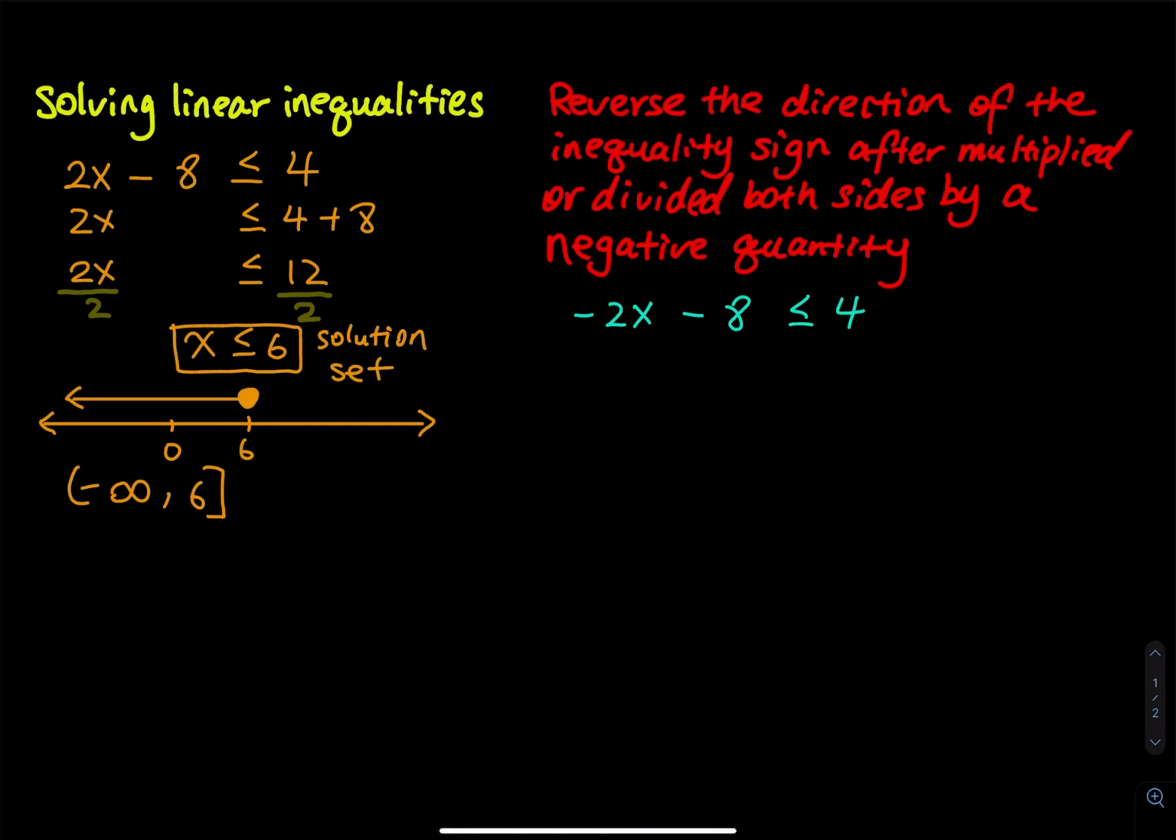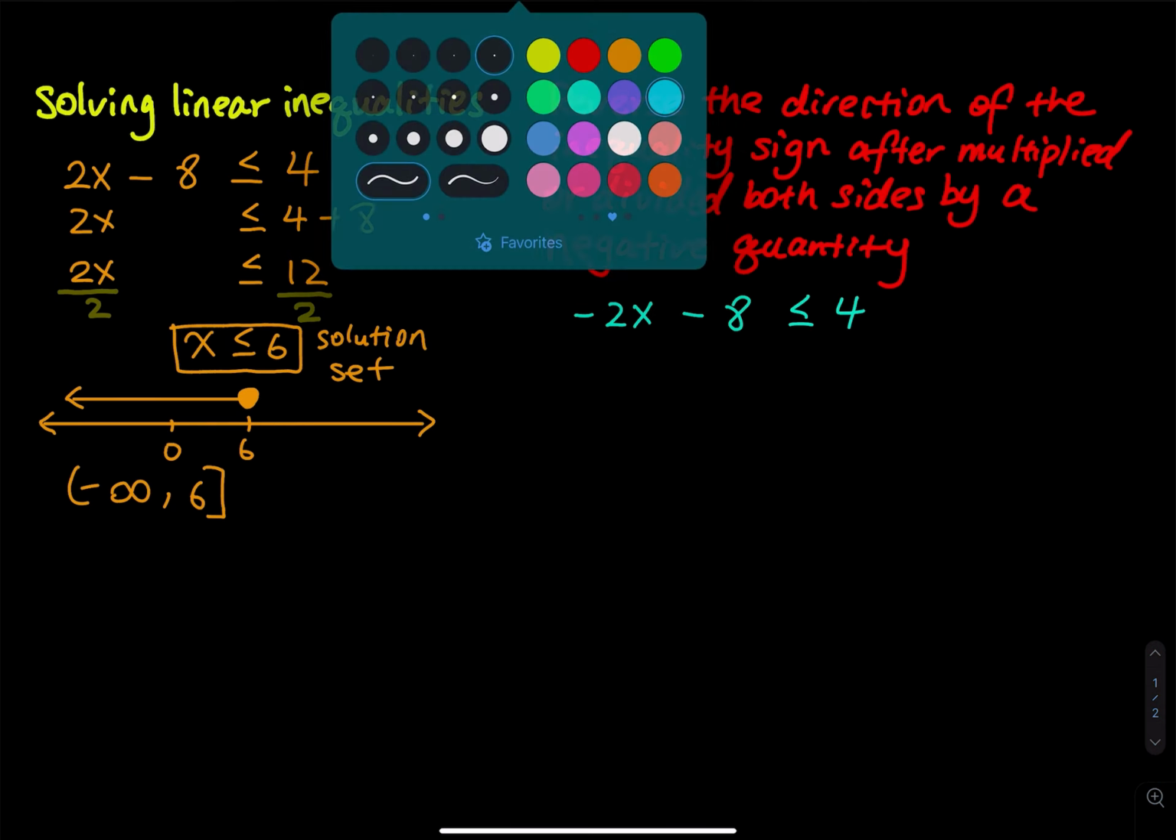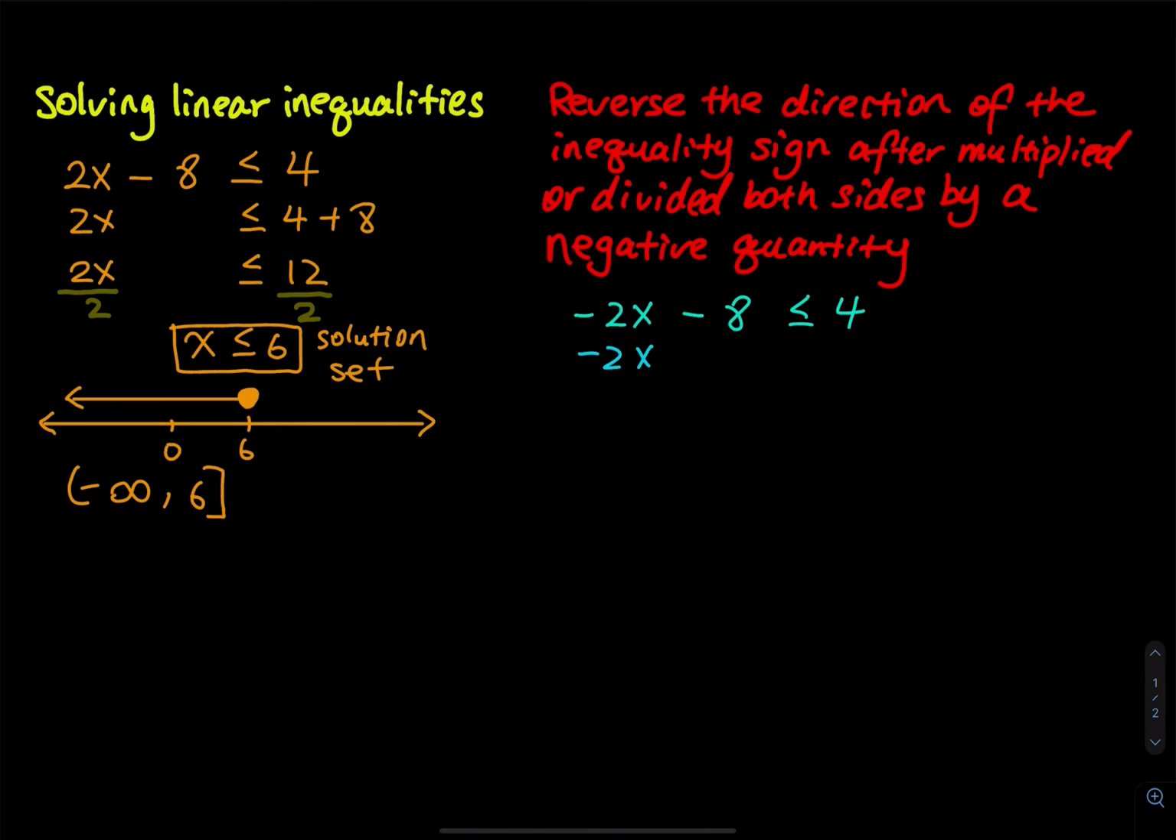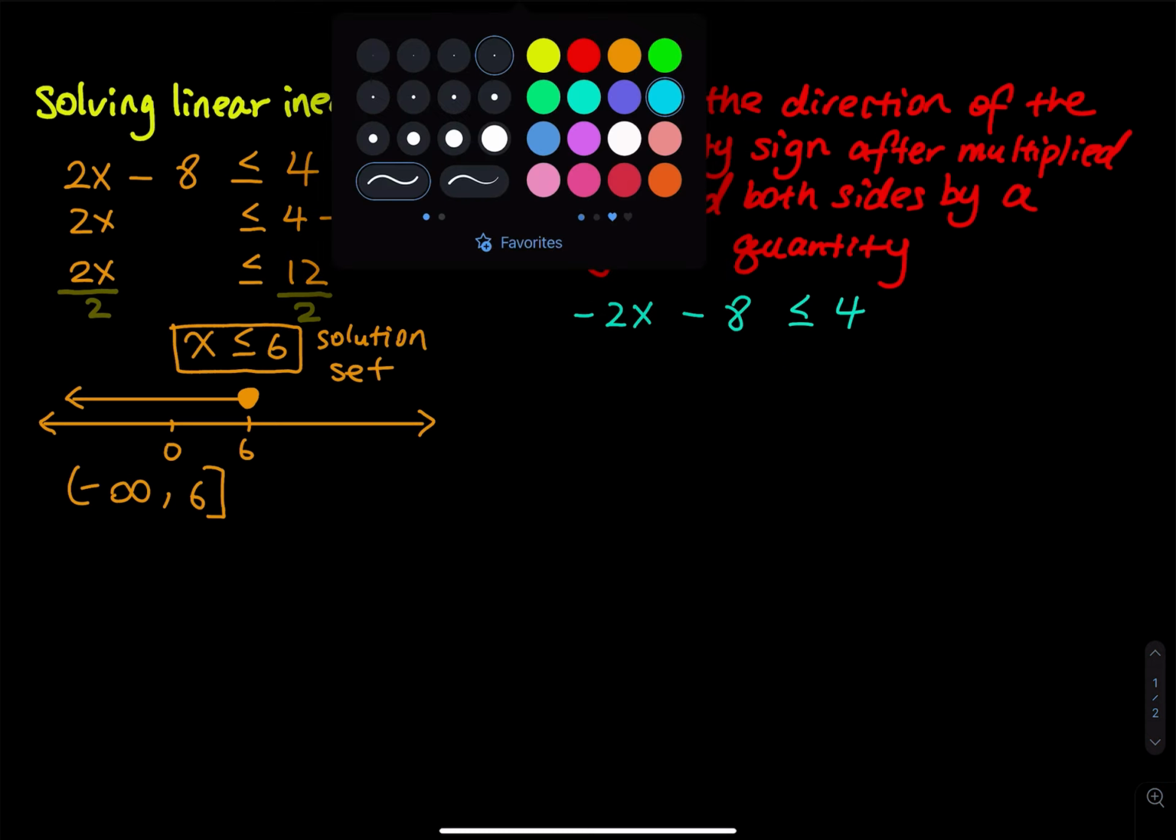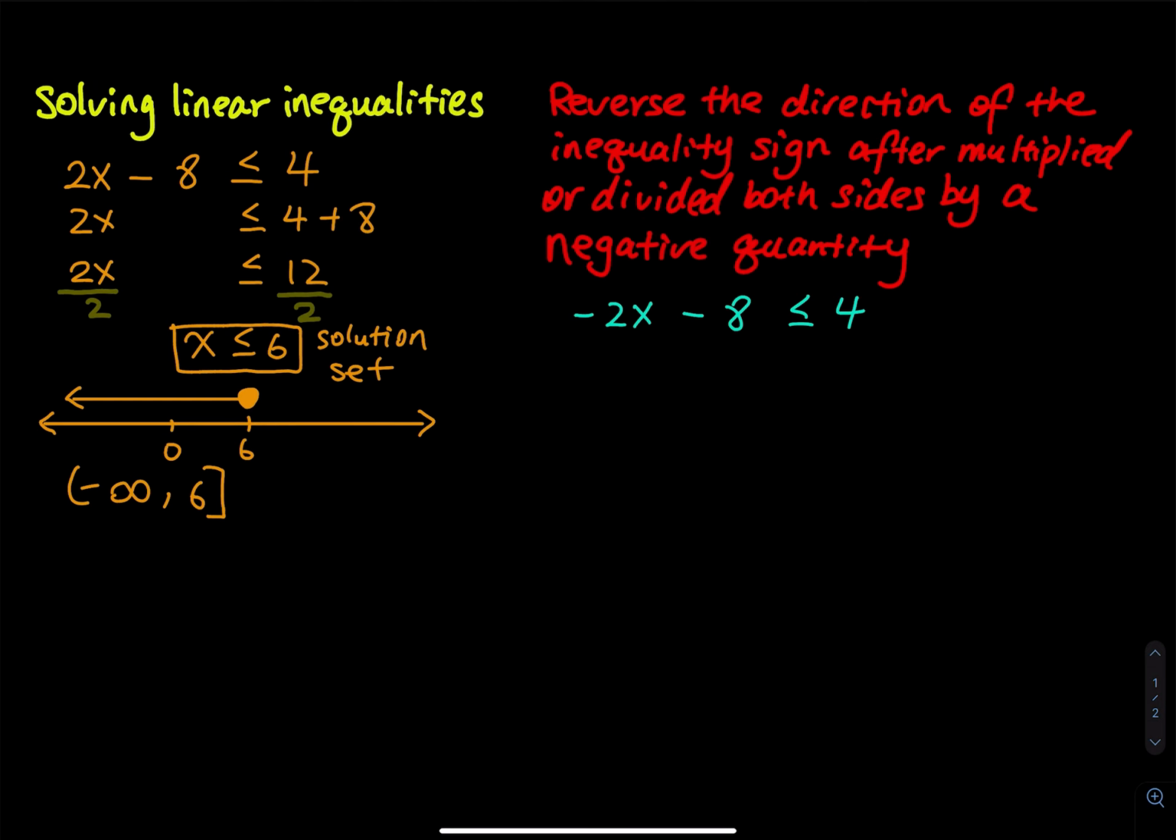So what happens if I change the 2x to a negative 2x? Let's find out. First of all, add 8 on both sides. So we have less than or equal to 4 plus 8. The colors don't match, so I can reverse this and that should match. So negative 2x less than or equal to 4 plus 8, which equals 12. Let's put the negative 2x right over here.